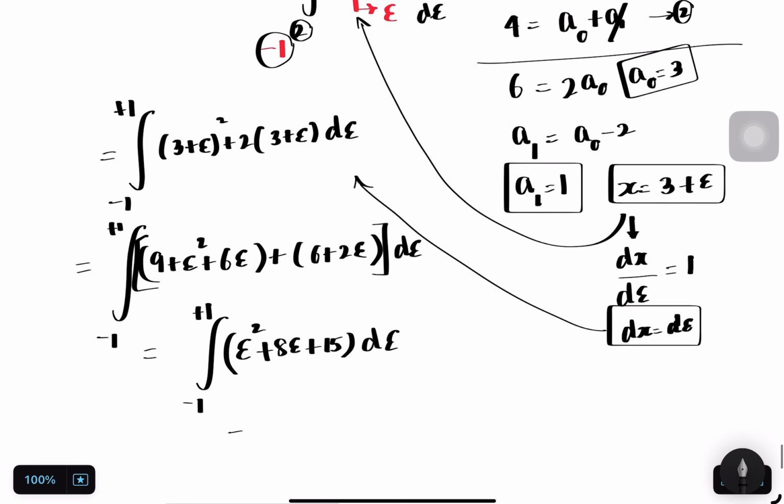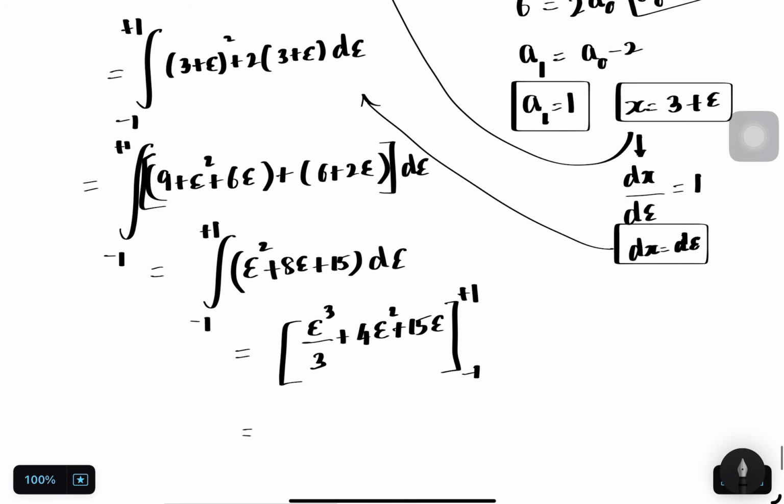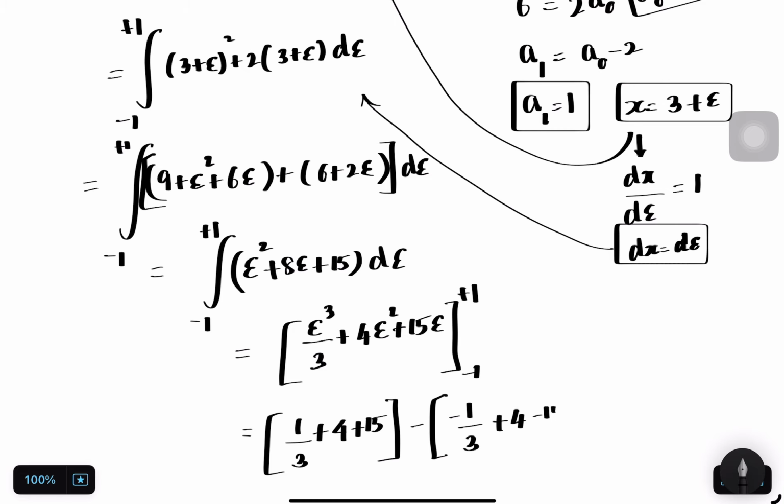So I'll be getting epsilon cube divided by 3 plus 8 epsilon square divided by 2. That will be equal to 4 epsilon square plus 15 epsilon over the limit minus 1 to plus 1. So upon the substitution of the upper limit, I will be getting 1 by 3 plus 4 plus 15. This is the upper limit. Minus, upon the substitution of the lower limit, I will be getting minus 1 by 3 plus 4, because minus 1 whole square, it's going to be plus 4 minus 15.